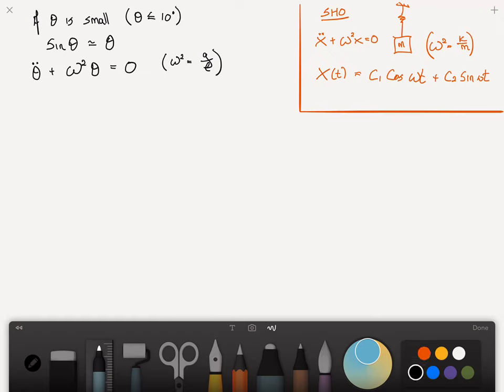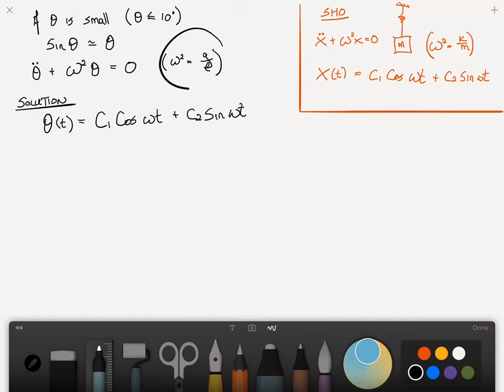Okay, so we can do exactly the same thing here. We should assume from that that the solution is that theta of t is equal to c1 cosine omega t plus c2 sine of omega t. And again, omega in this case is root g over L. Comes from taking the square root of that.